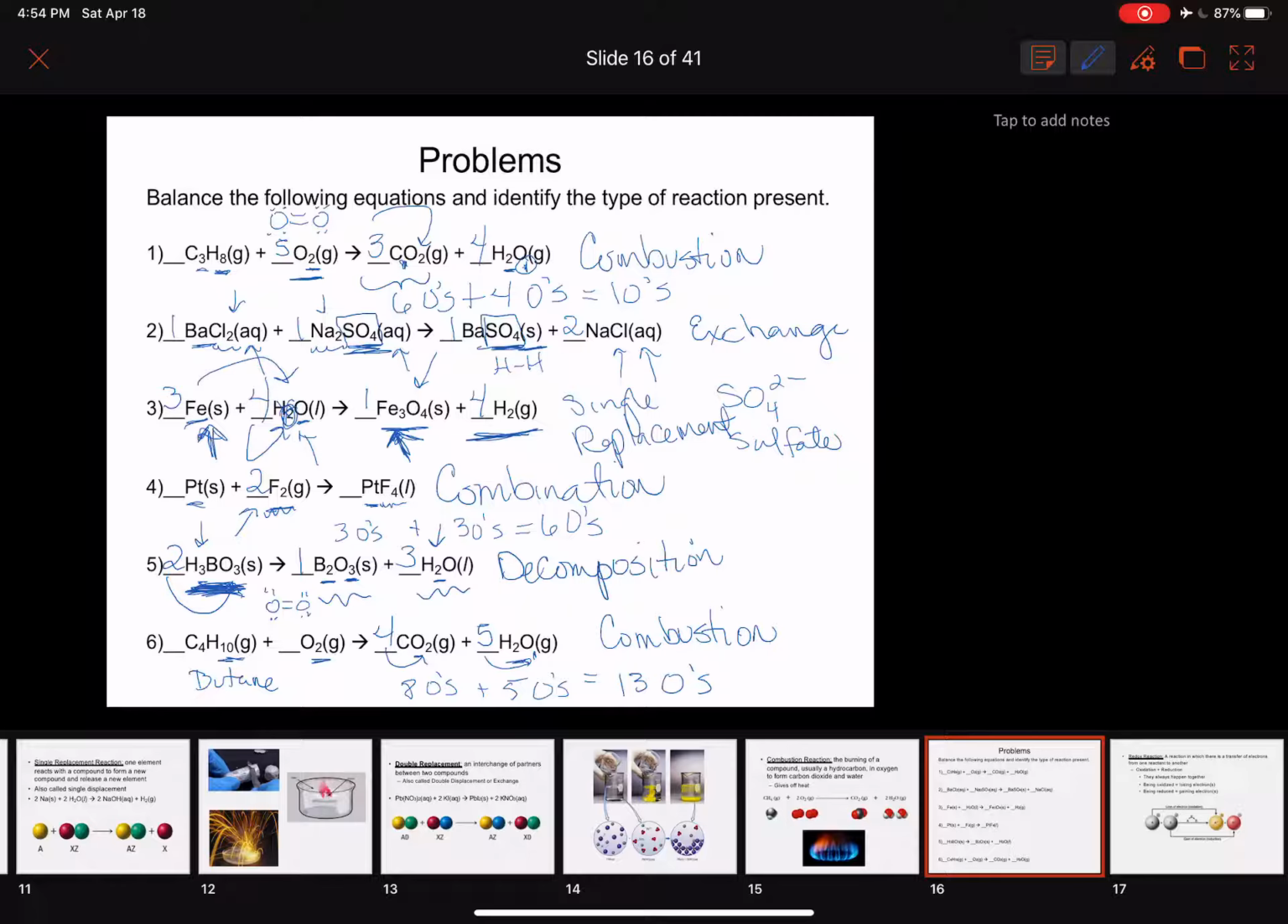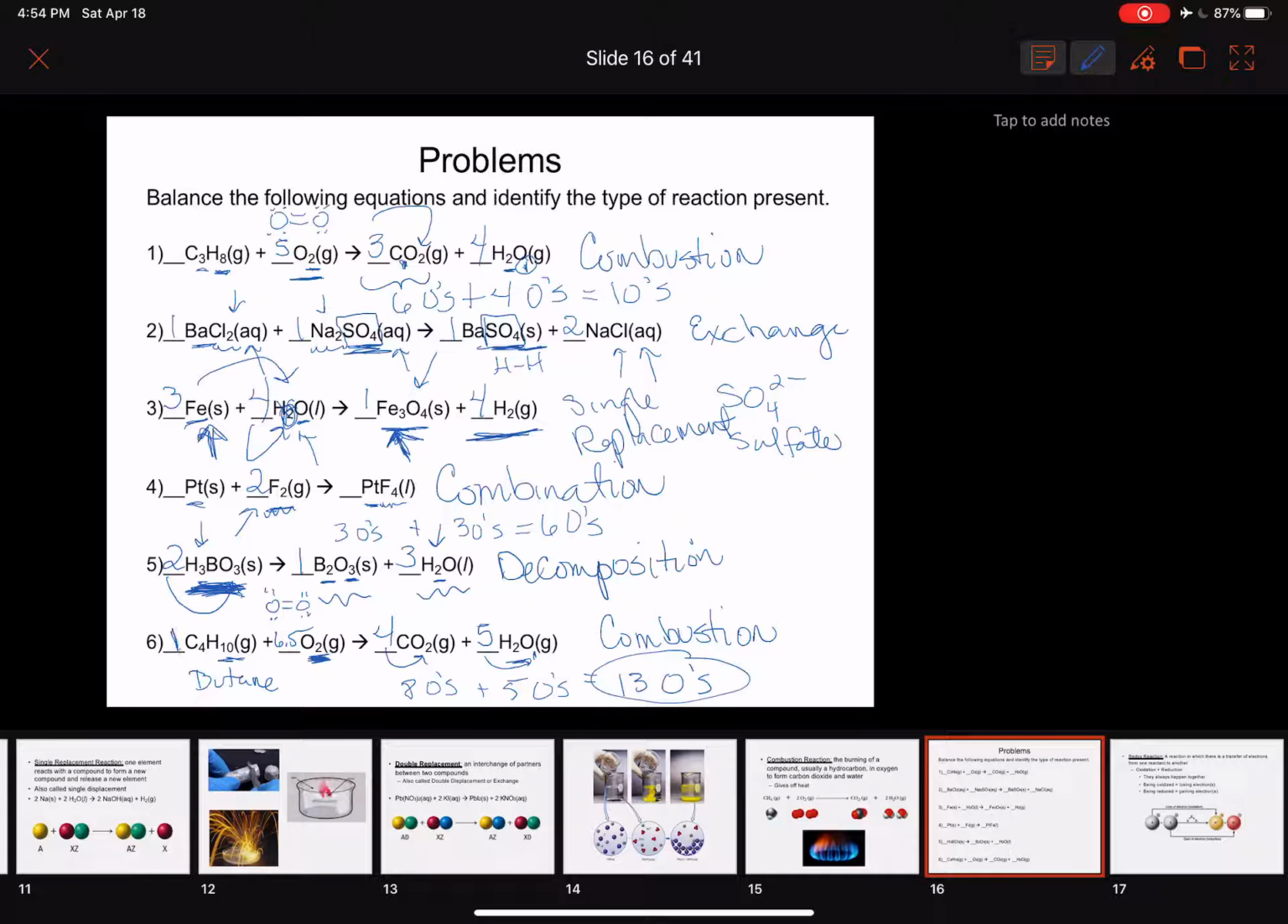So what we're going to do for this one is what we practiced in the last video, which is doubling the coefficients. So in order to get 13 oxygens on each side, you would have to multiply 2 by what number? 6.5. So 6.5 times 2 would be 13. But again, you can't have 6.5 oxygen molecules. You can't just chop that oxygen apart.